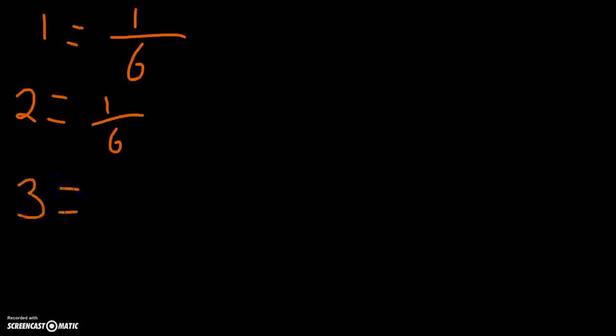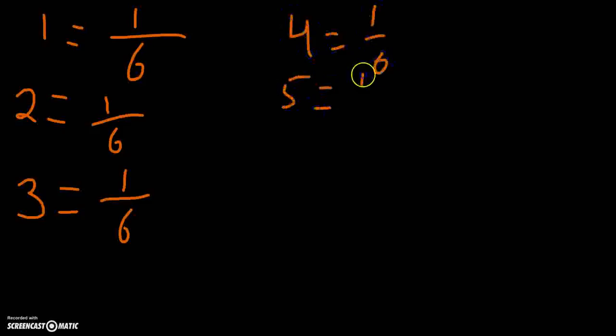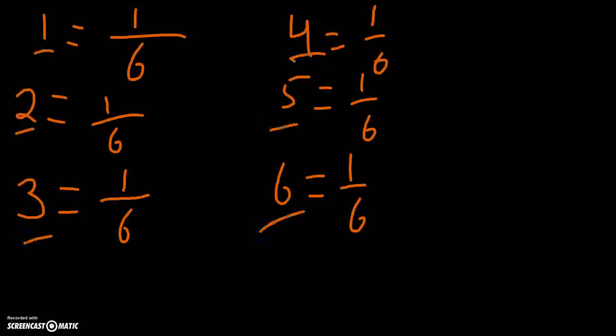The odds of getting a 3, there's only 1 three on the die, but there are 6 sides, so it's a 1 out of 6 chance. And so on. 4 is 1 out of 6. 5 is 1 out of 6. And 6 is 1 out of 6. That means every time you roll a die, you have a 1 in 6 chance to get any of these numbers. It doesn't matter if it's your first time or your 70th time or your 1000th time. You have a 1 in 6 chance to get a 1, 2, 3, 4, 5, or 6. Okay?